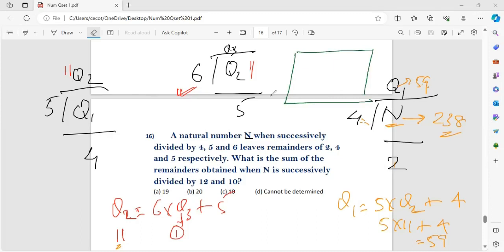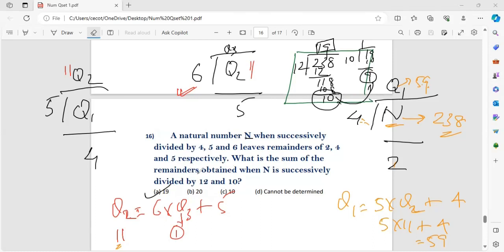So 238, you are going to divide 238 by 12. So 12 ones are 12, 23 minus 12 is 11, 118. So 12 nines are 108. So remainder will be 10. The first remainder is 10. Now successive division, which means take this quotient 19 divided by 10 and find the remainder. 10 ones are 10, remainder will be 9. Just to find the sum of remainders, that is 10 plus 9. Answer will be 19. That option is the answer.